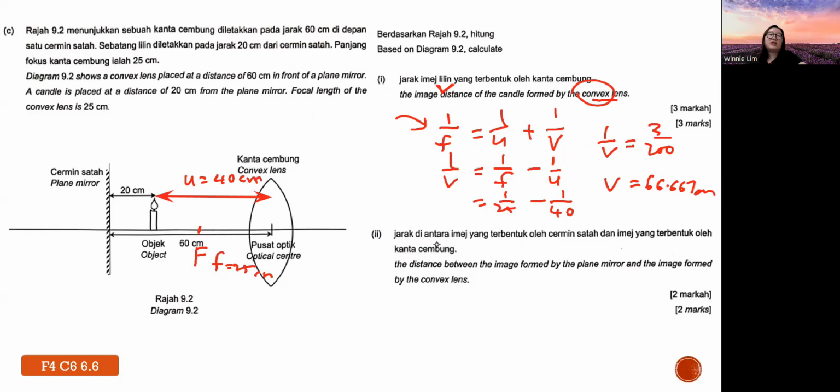Okay, next one. Now they want you to find the distance of the image by the plane mirror and the image by the convex lens. How do we get the image from the mirror? You're supposed to have learned that they have the same distance. So this is the image of the candle in the mirror, right? But where is the image of the lens? Should it be on the same side or the opposite side?